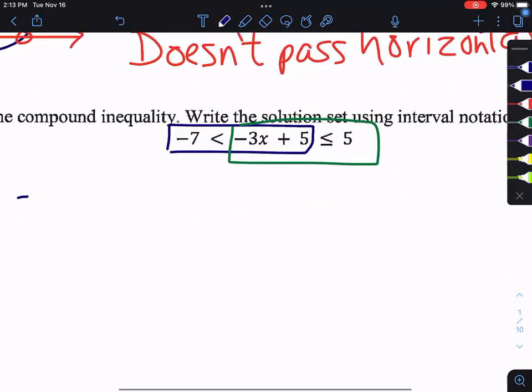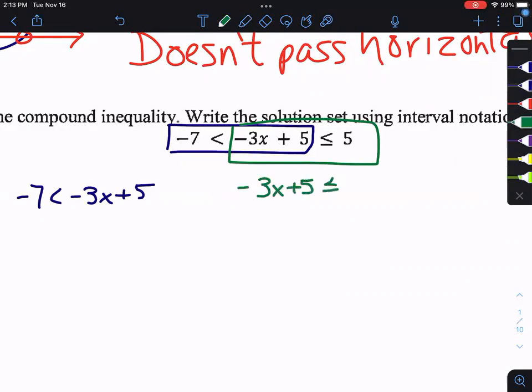So -7 is less than -3x plus 5. And our second problem is going to be -3x plus 5 is less than or equal to 5. We're going to solve both of these for x, remembering that if we either multiply or divide by a negative number, we must flip our inequality sign.